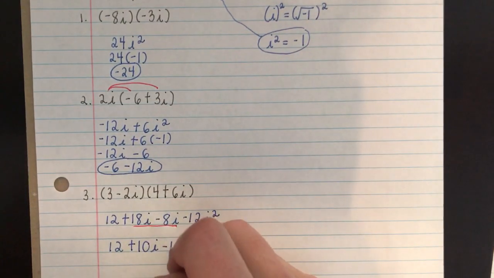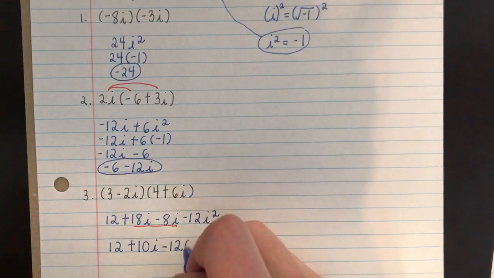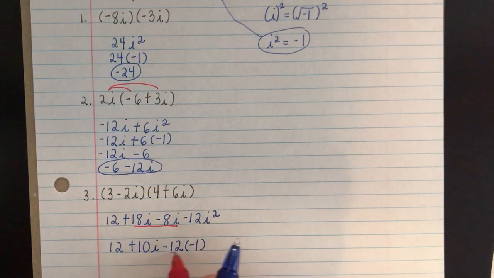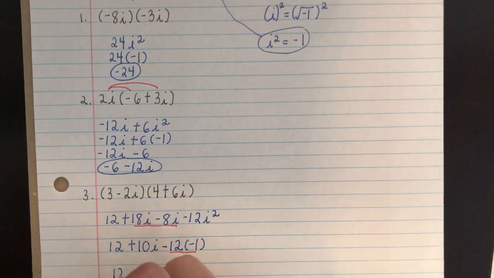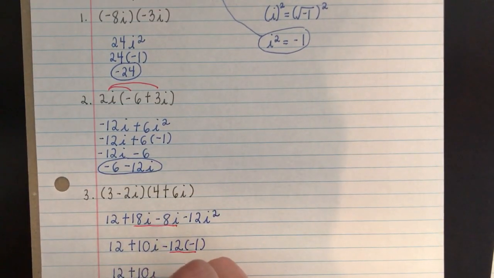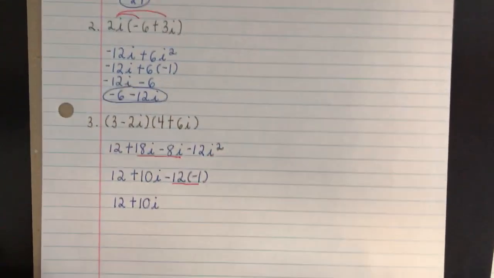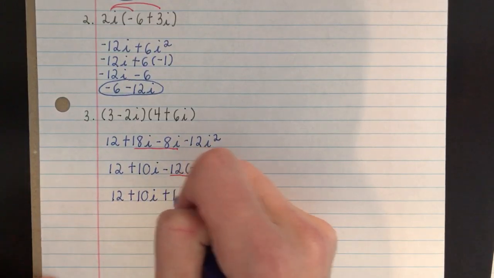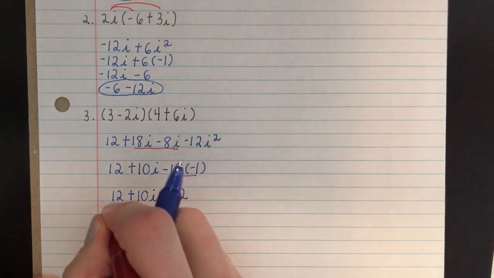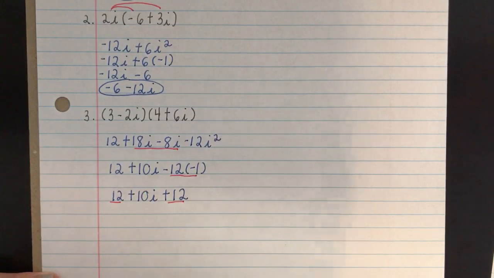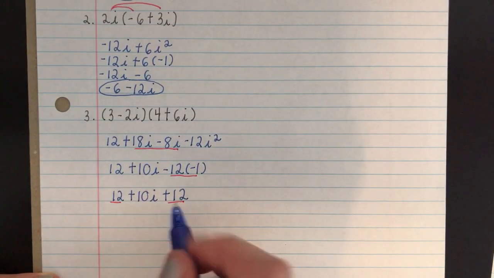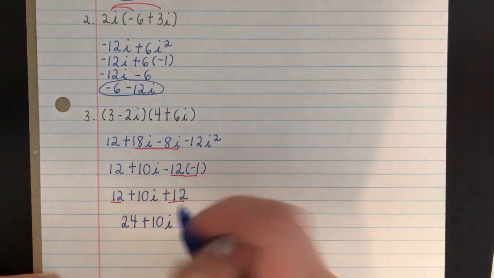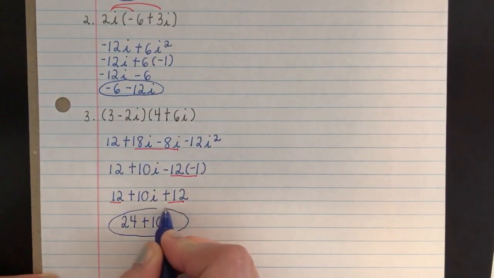The last thing I'd like to do on this step is substitute in -1 for i squared. So then you can multiply these two together, so you get 12 + 10i. Let me scoot it on up. And then -12 times -1 would be positive 12. And then, of course, last you can combine your two integers right here, 12 and 12. So that would be 24 + 10i. Make sure you put it in the correct order. Now, wasn't that fun?